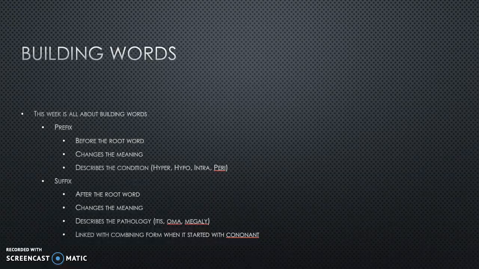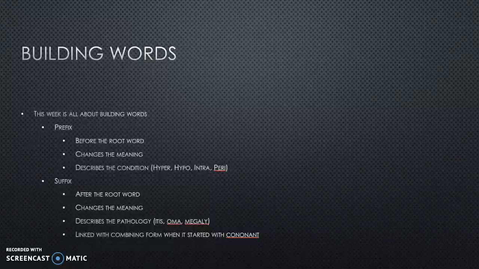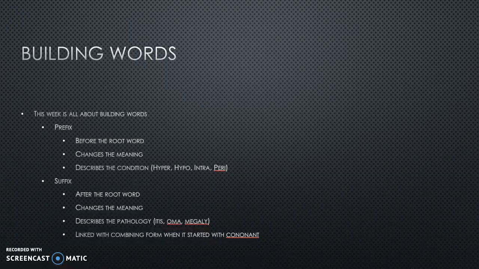There are prefixes and suffixes. So these are prefixes, of course, they're parts of the word that come before the root word, and they change the meaning of the root word. Common ones are hyper, hypo, intra, and peri. So you can have a word like periarticular, and arthro means a joint. So periarticular means around the joint. So that peri changes the meaning of the root word.